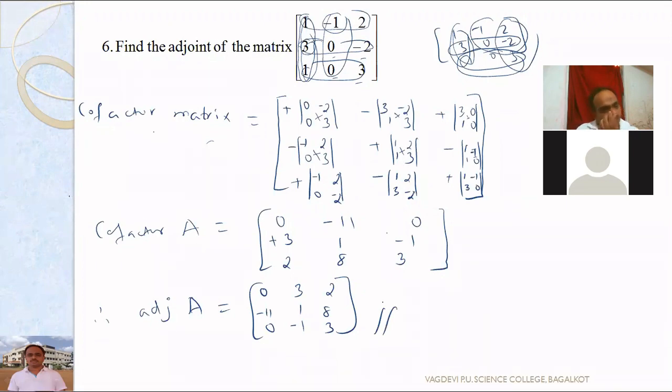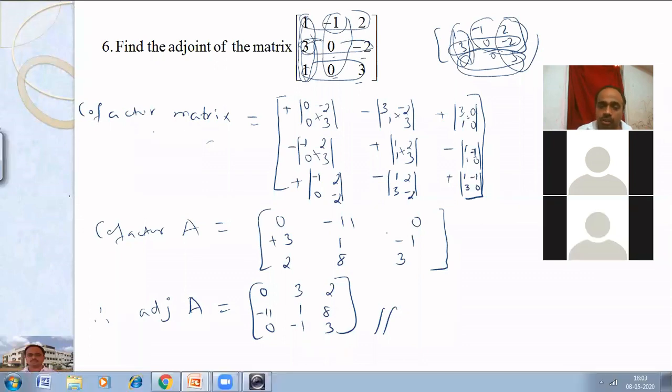This is the answer. Have you got this answer? Check it. 0 3 2, minus 11 1 8, 0 minus 1 3. Naveen has some doubt. Naveen. Yes, Naveen, you can ask your doubt. Naveen, please. Can speak now. No doubt, sir. It is corrected. Okay. Thank you.